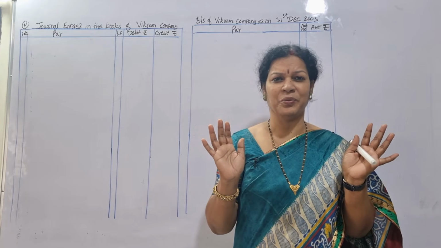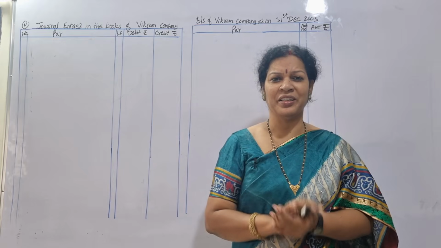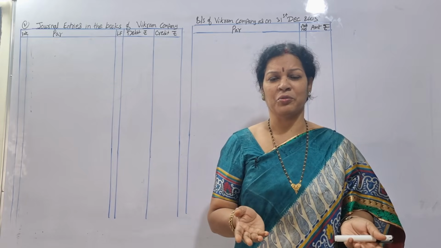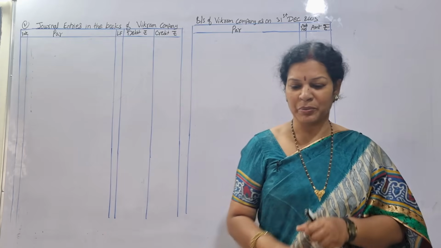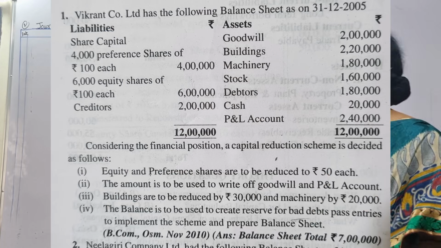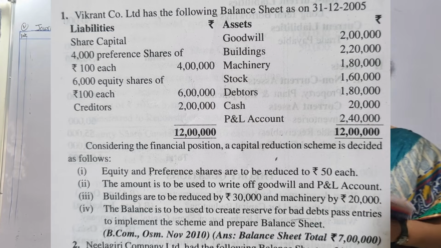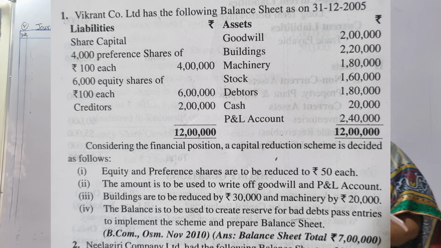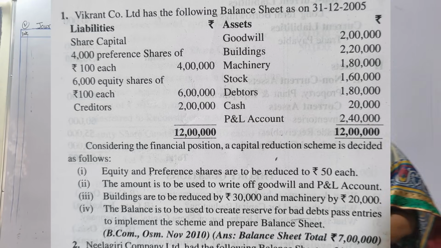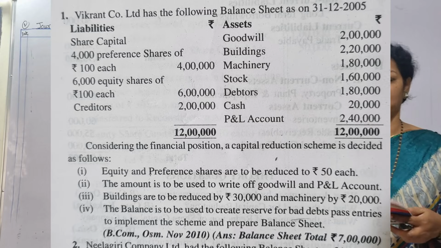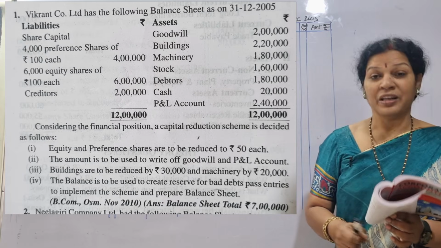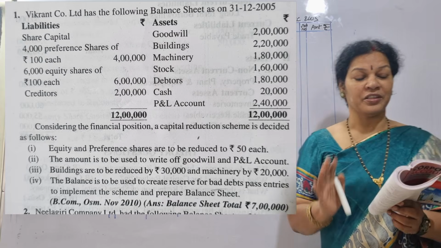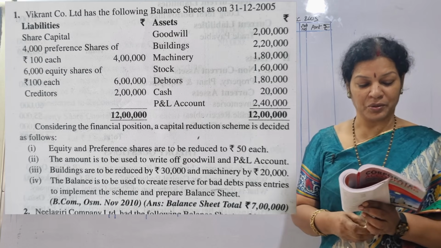Very easy, no need to worry. We know it, we have done it already, right? So journal entries also we know. What's the problem? So let's enter into the problem. The problem is given here on the desktop. You can note it down or take a screenshot. This problem is taken from Pankaj Publications, problem number 1. So let me explain this problem first, then after that we'll work it out.